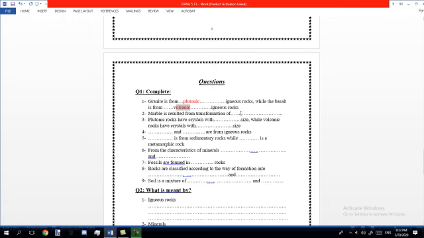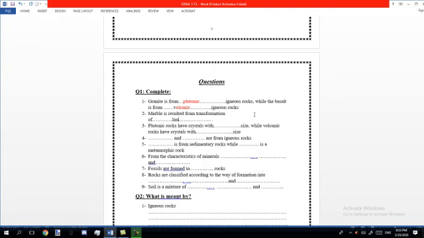Marble is resulted from the transformation, or changing. Transformation means changing of what? As we said, marble is formed as a result of the changing of the limestone by the action of high temperature and pressure. So marble is resulted from the transformation of limestone. You can see that limestone.